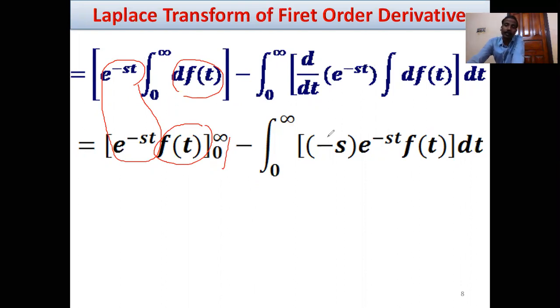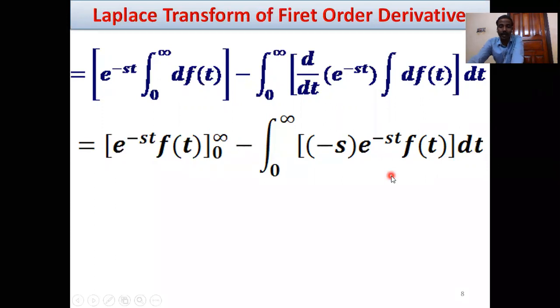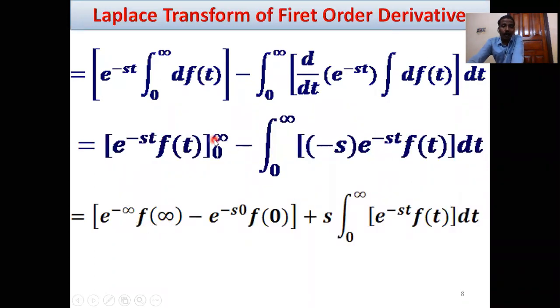The differentiation of e to the power minus st equals to minus s into e to the power minus st, and d of function equals to function, that means f of t. Then this is the integration, and then put upper limit equals to infinity.